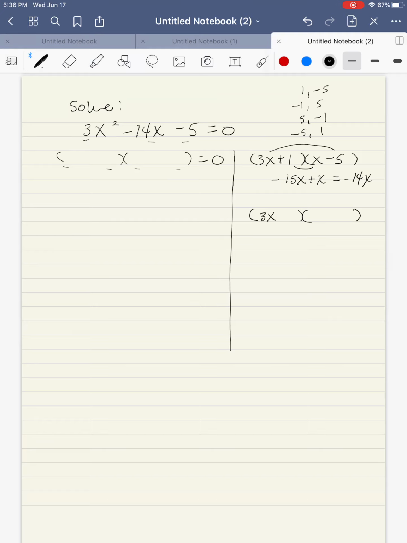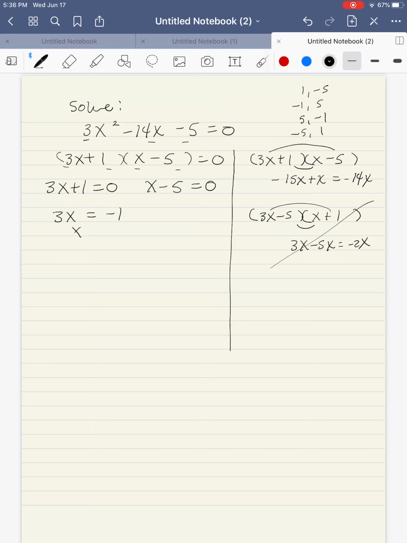Well, I guess the very first one, I guessed it correctly. If I had started with some of these others, like for instance, I tried 3x minus 5 times x plus 1, then I would have seen that it doesn't work, and so on. But since I guessed the correct one the very first try, I can just go ahead and put it back over here. Set each of those equal to 0. And then solve each one for x. And I have my two solutions.